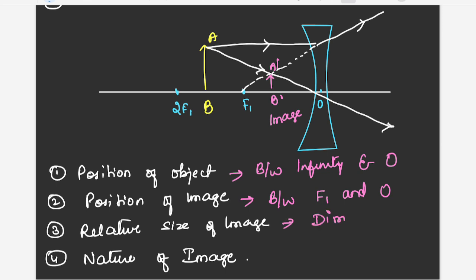And what is the size of the image? It is diminished. Diminished means it is small compared to the size of the object. See here, this is the size of the object, so compared to this, this is small. Therefore we are writing it is diminished. And then finally, nature of the image is virtual and erect. So this much you have to write.